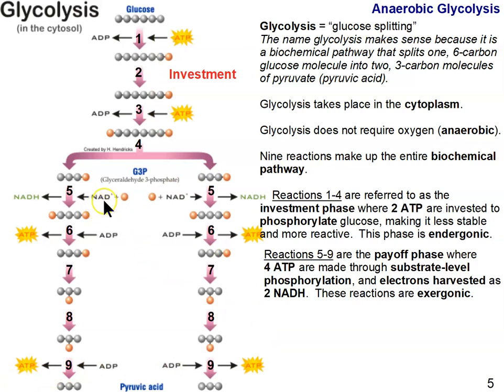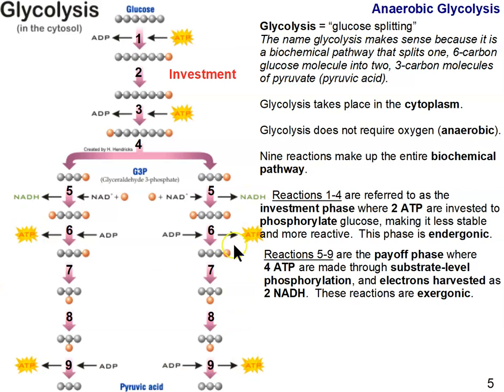So if you'll recall, NADH is an electron carrier, and those, if there's oxygen, are going to be transported into the mitochondria to the electron transport chain. They're going to deliver their electrons to the electron transport chain. But if there's no oxygen, that won't happen. And they'll have to be dealt with in fermentation.